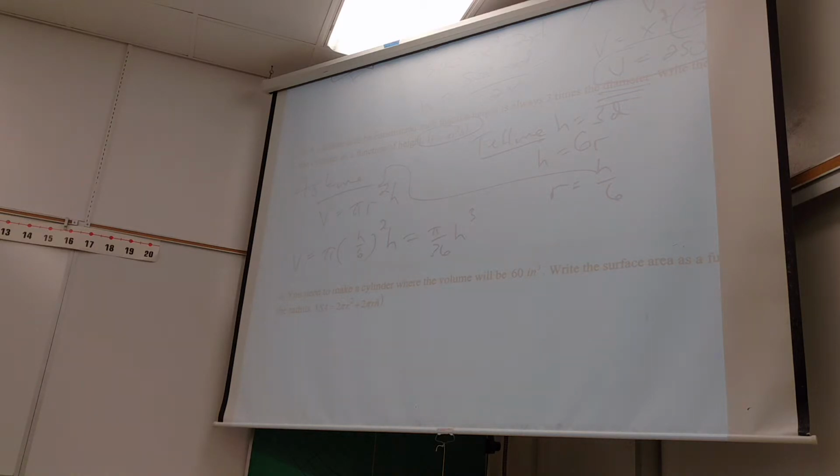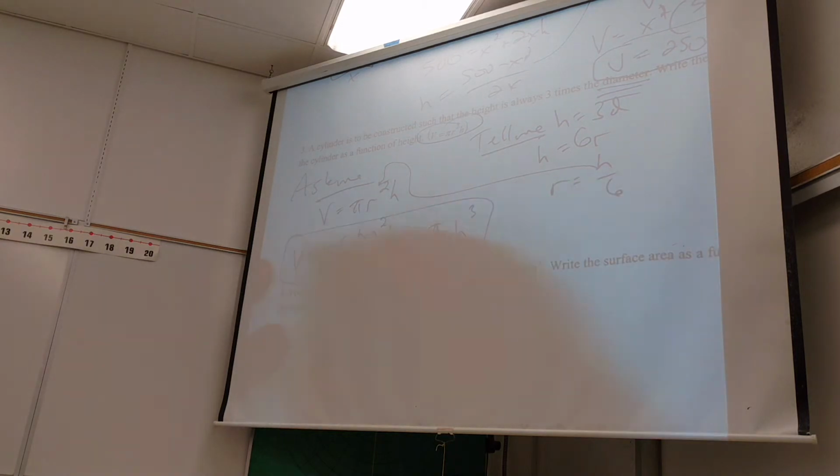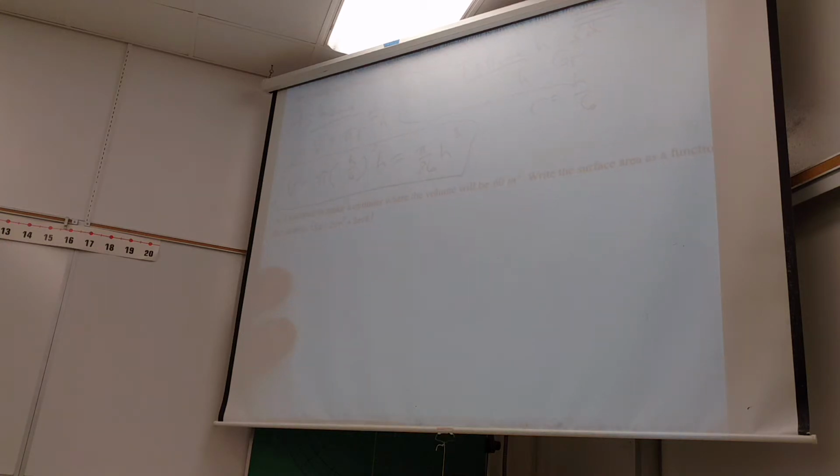Wouldn't it be 6h equals R? No. The height is 3 times the diameter. So height is... Yeah, I misread it. That's right. Cool. How are we doing so far? Decent.